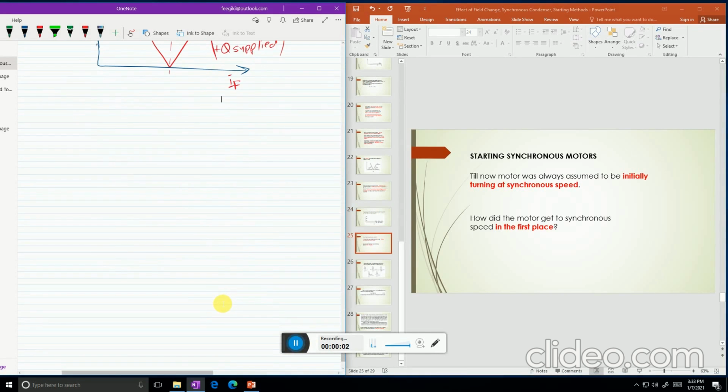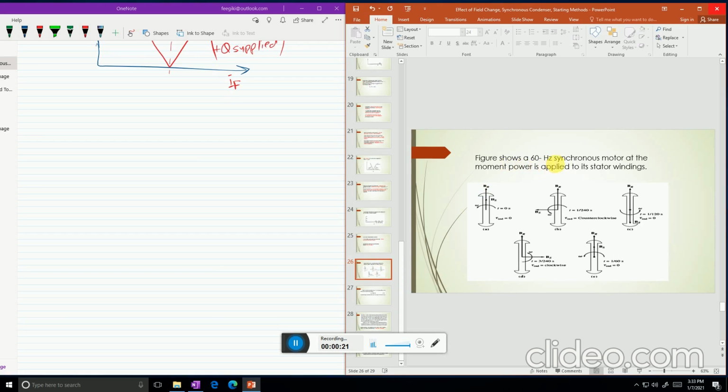Now we are going to study the starting methods of synchronous motors. Till now we studied that the motor was always assumed to be initially turning at synchronous speed. How is this synchronous speed achieved? How did the motor get to synchronous speed in the first place? This we will study now.